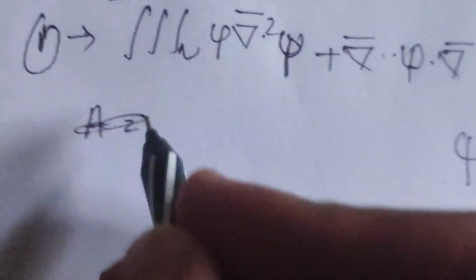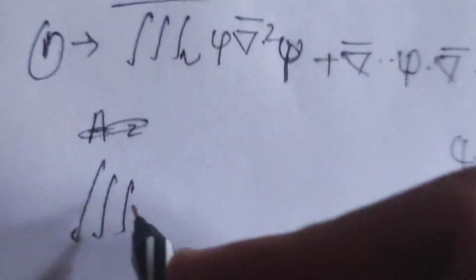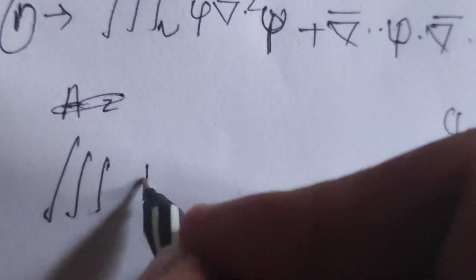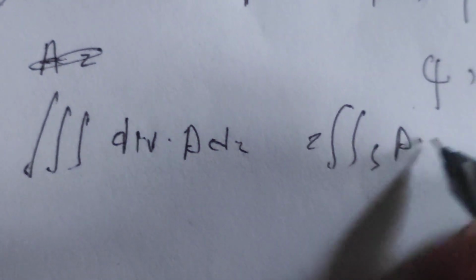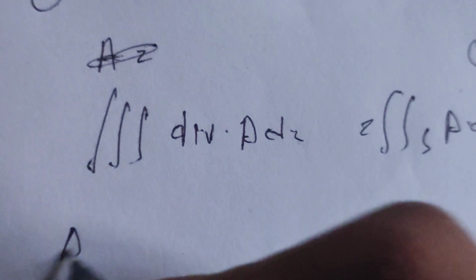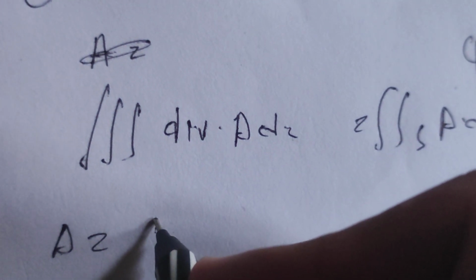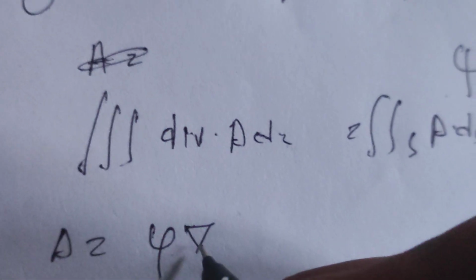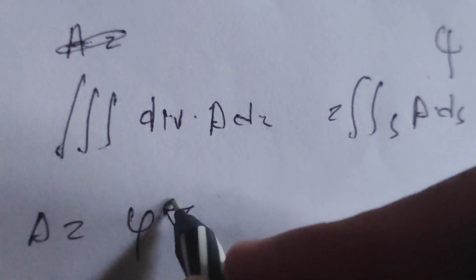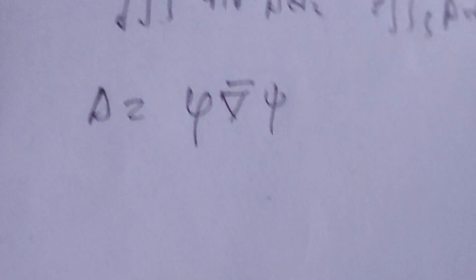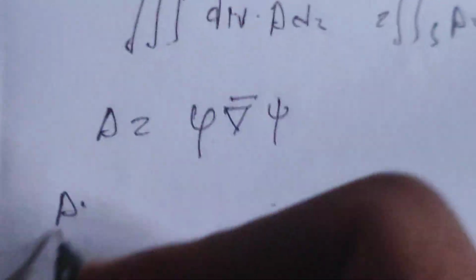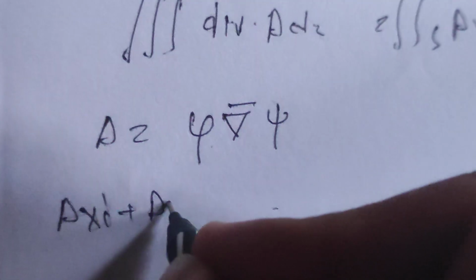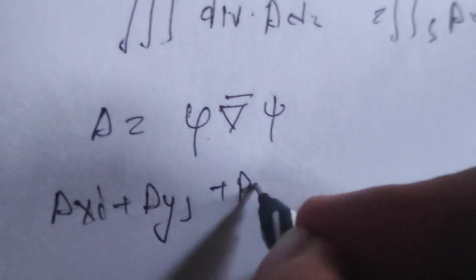So once again, the Gauss theorem says how we convert the volume integral into the surface integral. So divergence of A dv is equal to the surface integral of A dot ds. Here let's say A is equal to, for example, phi gradient psi. In component form, we say A is Ax i cap plus Ay j cap plus Az k cap.